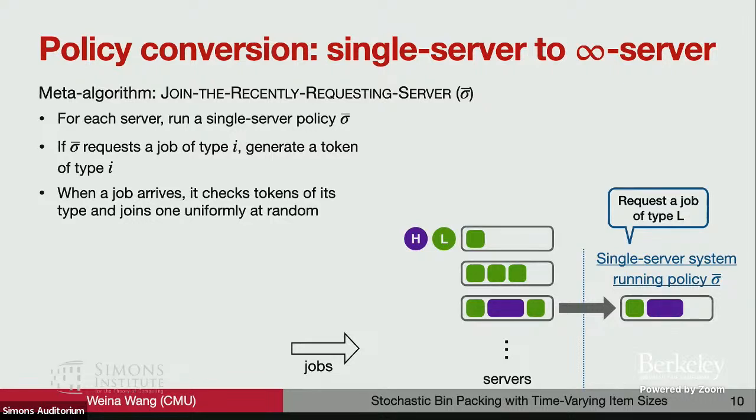Each employee will look at their own state, and there's some oracle that tells them, now it's time for you to take one more job. Once you hear this, you put up a sign saying, I want a job of type L, and I volunteer for this kind of job. When the actual job comes into the system, the manager just looks at all the volunteers for this job and picks one uniformly at random.